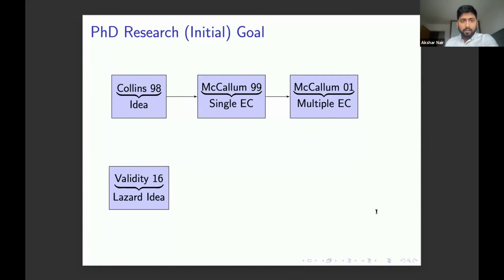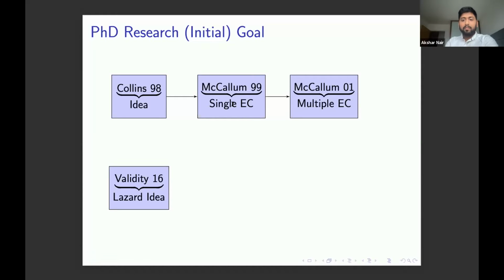Now, when I first started my PhD, the initial goal was something like this. We had the idea proposed by Collins in 98 to use order invariants to produce your CAD, so your CADs would be order invariant CADs. Then in McCallum 99, you had the single equation constraints. He took Collins' original idea and used it to take advantage of single equation constraints and produce a much more efficient CAD algorithm.